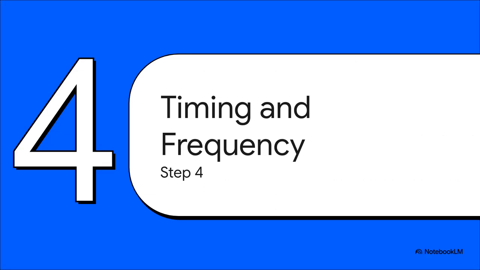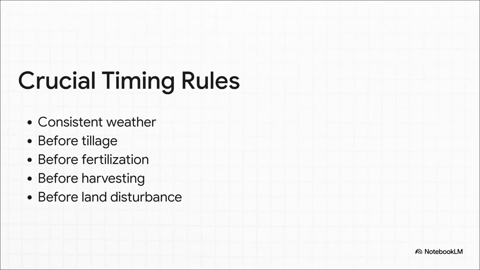Moving into Section 4, timing and frequency. Because let's be real, the best physical sample in the world is completely useless if you pull it at the wrong time of year. The big thing with timing is keeping your conditions consistent. You really need consistent weather when you're pulling these samples. But the overarching absolute rule here, you must always sample before any major physical agricultural activities or land use changes go down. That means grabbing your samples before tillage, before fertilization, and definitely before harvesting.